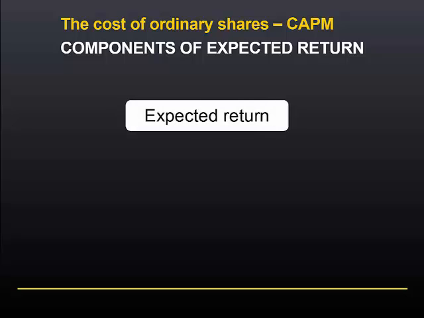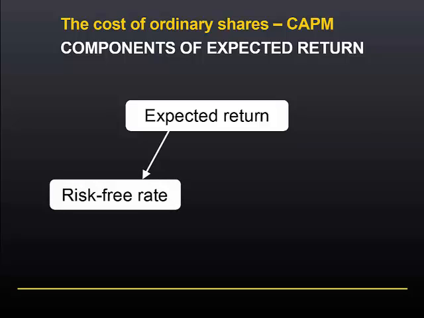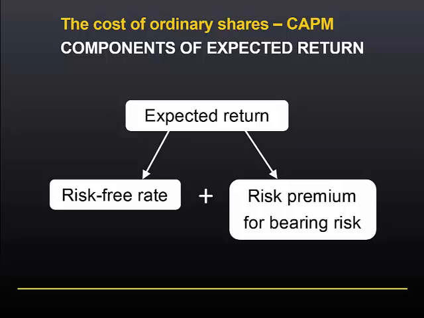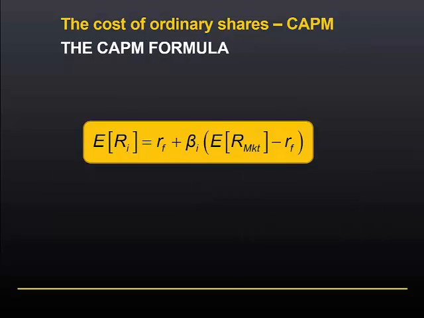The CAPM is based on the idea that the expected return from an investment is a function of two things: the risk-free rate of return, which is the minimum that you need to make an investment, plus a risk premium. If the investment carries risk, then you expect extra return, which we call a risk premium, for bearing risk. This is the formula for the capital asset pricing model.